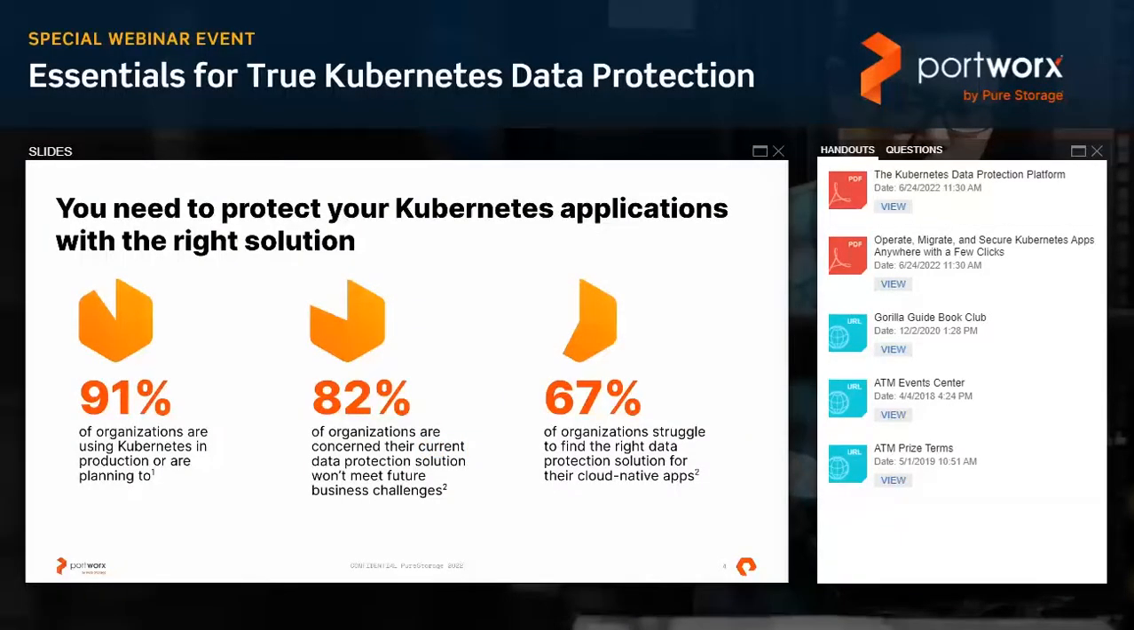So it's really become clear that containerized applications are quickly becoming the new norm. After surveying over 3,000 IT professionals, over 90% of organizations said that they are using Kubernetes in production or they're planning to. However, a lot of these organizations are concerned that their data protection solution won't meet future business challenges and that they won't be able to protect their cloud-native apps. So there's a really clear market need for a cloud-native data protection solution that can meet all of the challenges that come with protecting Kubernetes applications.